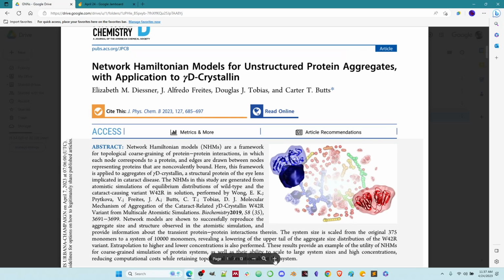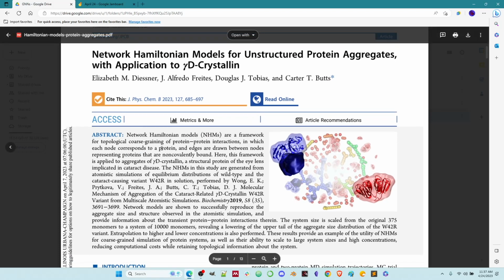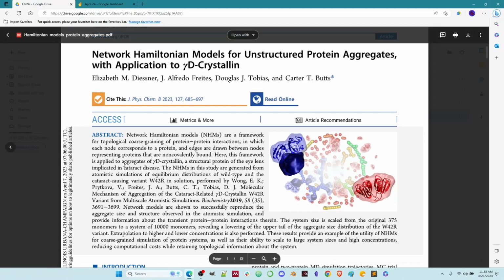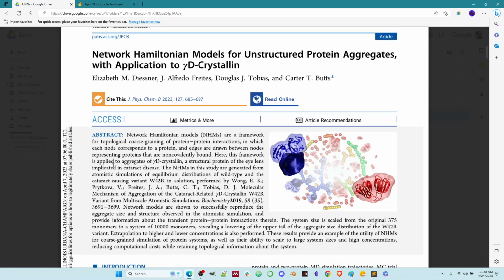The abstract reads, network Hamiltonian models, or NHMs, are a framework for topological coarse-graining of protein-protein interactions. So protein-protein interactions are pretty complex, and we don't necessarily want to simulate every aspect of it. But what we want is a coarse-grained representation. So topologically coarse-grained means we only really care about one mode of their interaction. So we take that mode, we select what it is, and then we build these networks, in which each node corresponds to a protein, and the edges are drawn between nodes representing proteins that are non-covalently bound. So we take one aspect of their interactions and use it as the computational model. Here, this framework is applied to aggregates of crystallin, a structural protein of the eye lens implicated in cataract disease.